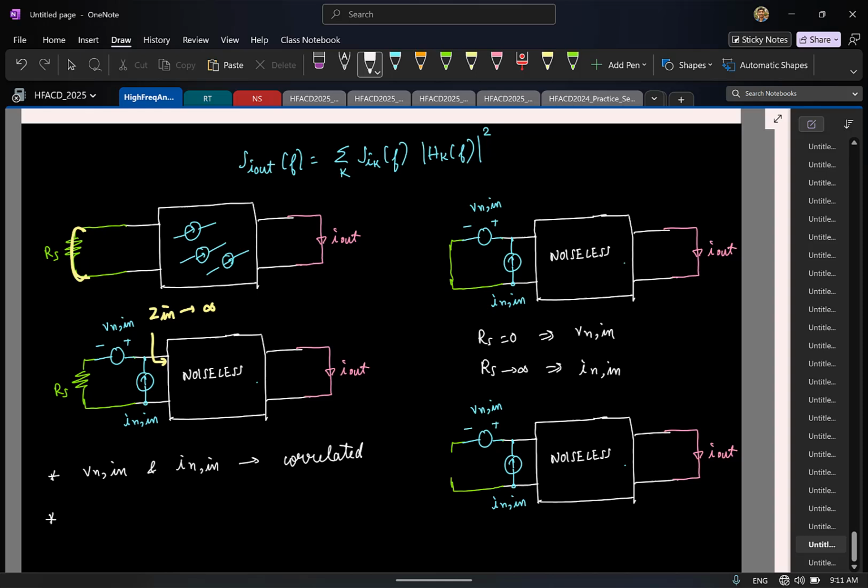So I'll mark that also. If Zn is infinity, you have noise only due to the input referred noise voltage, and you can have the other case. If Zn is 0, the same thing, noise will be only due to current.